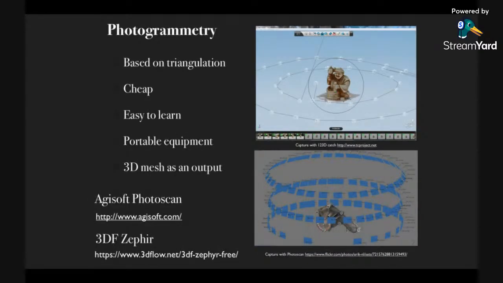And finally, photogrammetry or structure from motion are very closely related technologies that basically work on triangulation, but they involve the capture of many, many photographs of an object, which can then be extrapolated into a 3D model of that object. And we'll hear a bit more about that later, and you'll also get a chance to try that out at the end of this session.